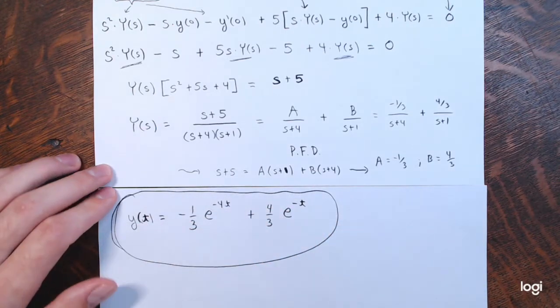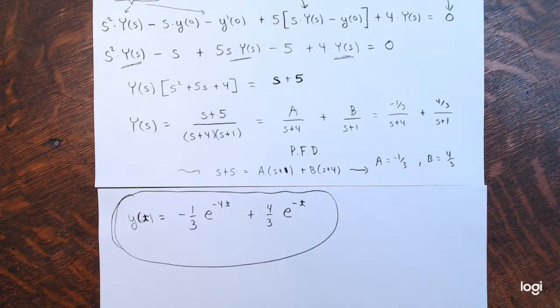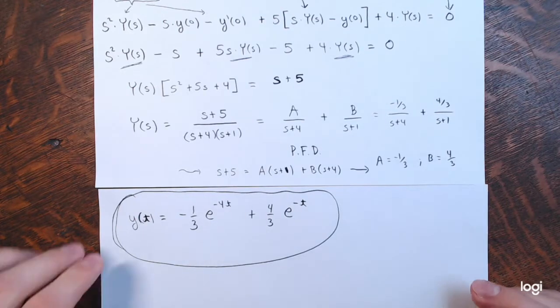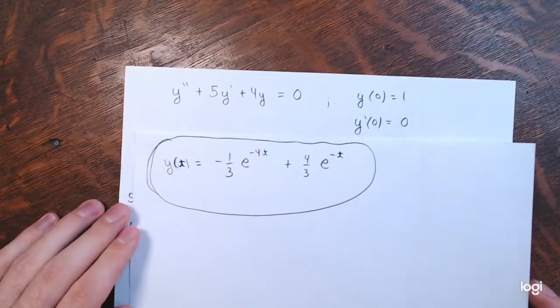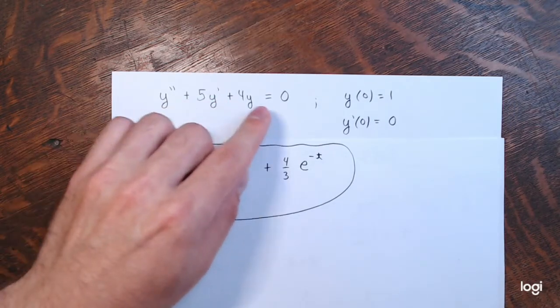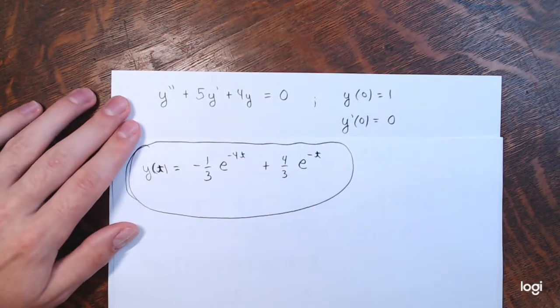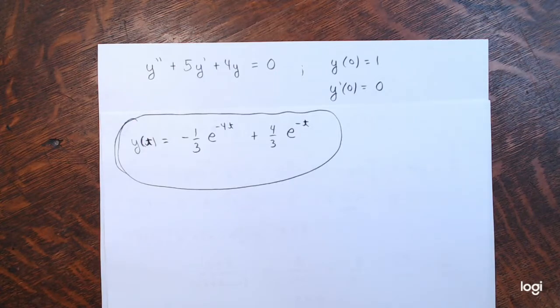Here's the solution of that initial value problem. And again, you can verify that it is indeed a solution by taking the first derivative, second derivative, and substituting into the equation, and making sure also that it satisfies the initial conditions. That y of 0 is 1 and y prime of 0 is 0.